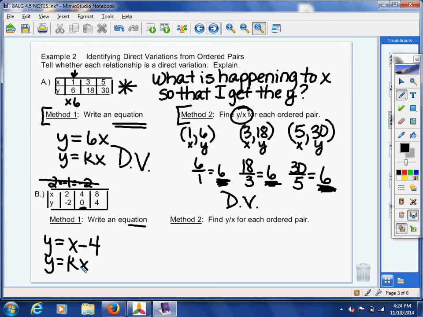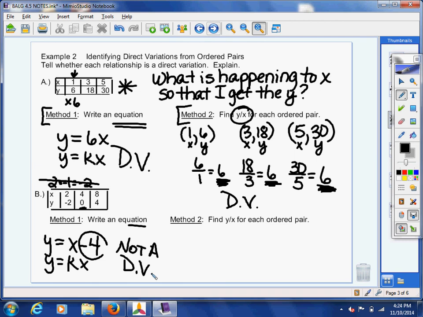We have a problem here. You have this constant number hanging off the end right behind x. And in a direct variation, we don't have an extra number hanging off behind the x. So this is not a direct variation. Okay? So you can use the equation to figure out whether it's a direct variation or not.